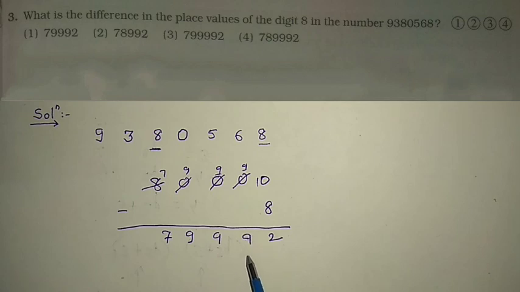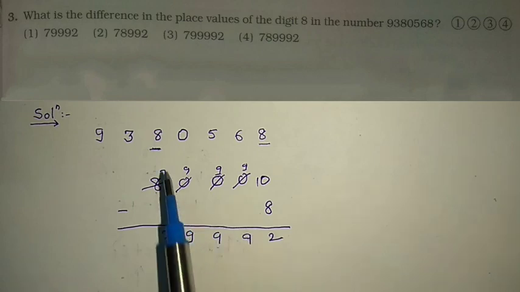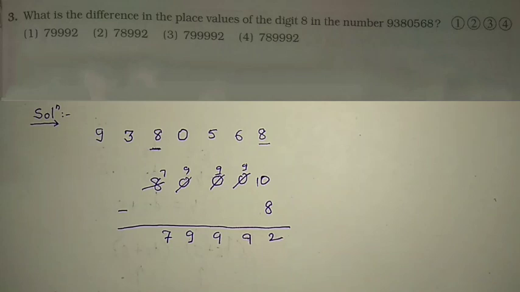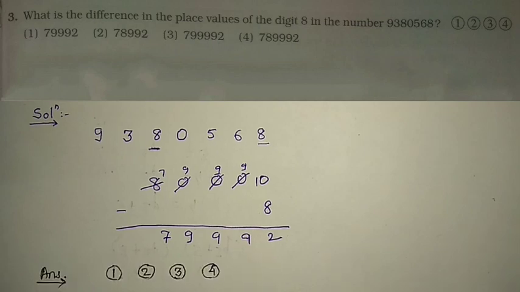So this is the difference between the place values of 8 in this number. Which option is this? Is this option given in the question? Yes, the first option is 79,992. So our first option is correct, and we have to fill the first circle, that is option number 1.